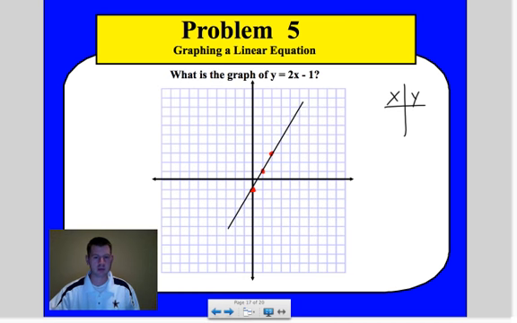And this line goes on forever, so make sure that when you get done with it, you put your arrows. Don't just connect the 3 points and that's it. Go all the way through and draw those arrows on the end. That represents that it goes on forever.